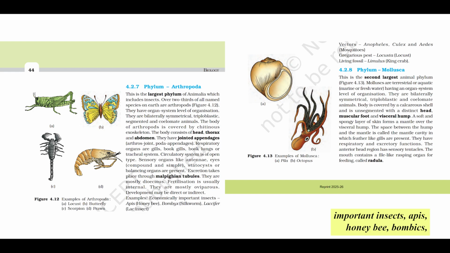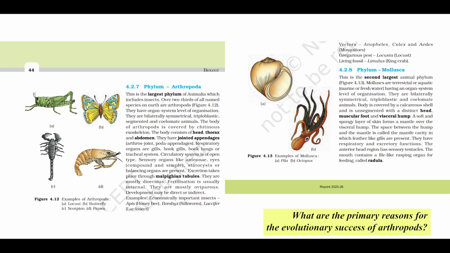Economically important insects: Apis, honeybee; Bombyx, silkworm; Laccifer, lac insect. Vectors of disease: Anopheles, Culex, Aedes, all mosquitoes. Gregarious pest: Locusta, locust. A fascinating living fossil: Limulus, king crab. And then spiders, scorpions, crabs, prawns, butterflies, beetles. The list is enormous. Given their incredible diversity and sheer numbers, this is a classic exam question.